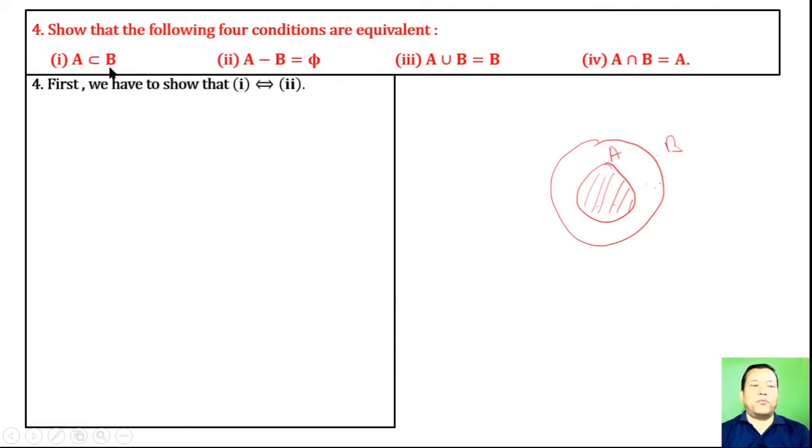A is a subset of B, it is given. We have to show that A minus B is phi. Let us prove. Let A be a subset of B, it is given. To show A minus B is phi, if possible, suppose A minus B does not equal phi.